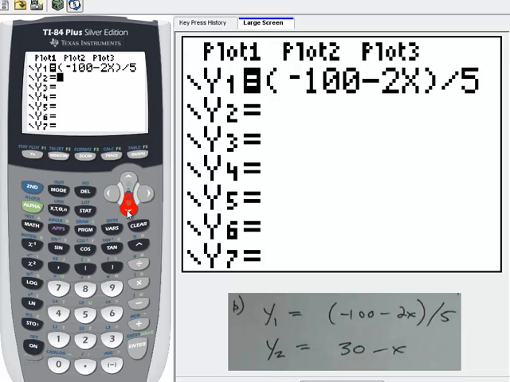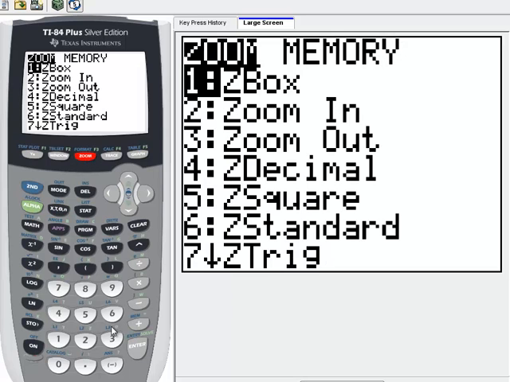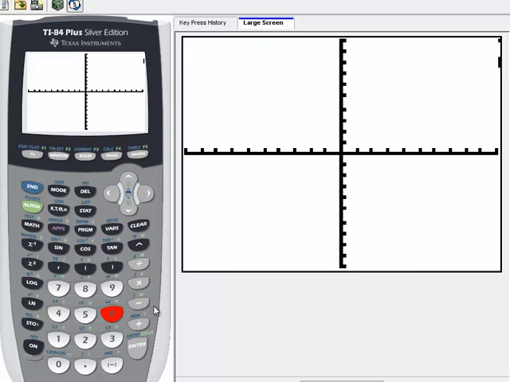For y2, we had 30 minus x. Let's try taking a look at a standard coordinate system. X-axis, negative 10 to positive 10. Y-axis, negative 10 to positive 10. We do that by going zoom 6. Absolutely nothing appears.